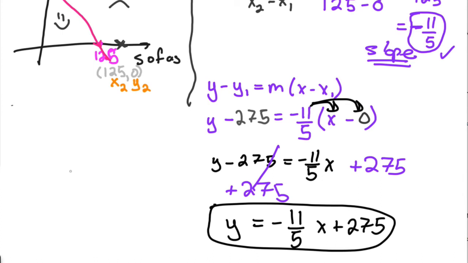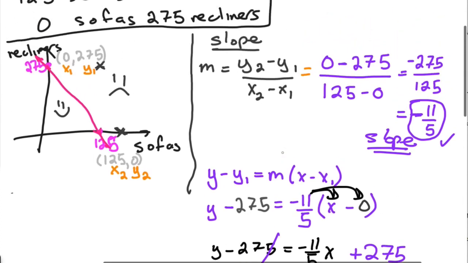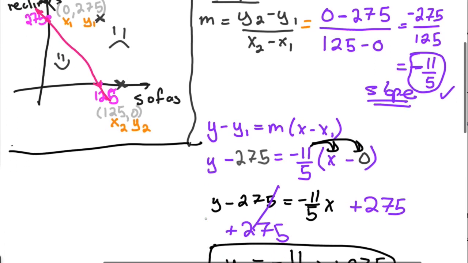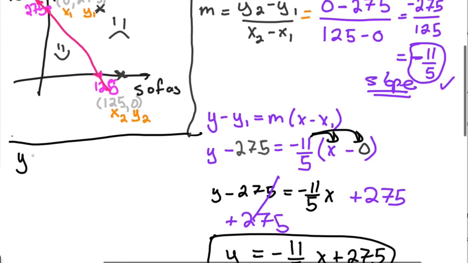Okay, so now I'm going to write it slightly differently just to make it easier for us to test the points. So I'm going to write it in what's called standard form. Y equals negative 11 over 5x plus 275.